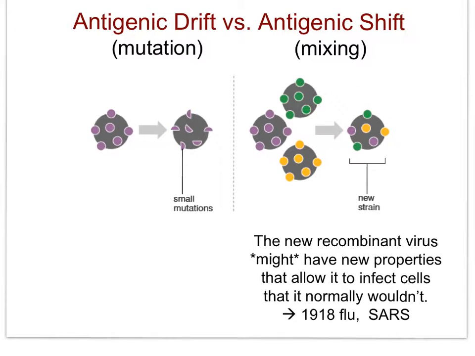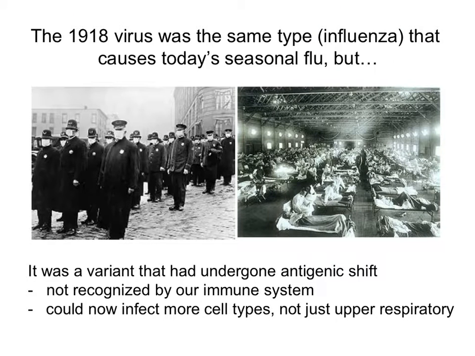SARS was a recent one, but in 1982 it was a variant that had undergone antigenic shift. In other words, it had combined with other viruses and gotten new alleles that made it much more transmissible. And some of the alleles allowed it to infect other cells besides those in the respiratory tract.